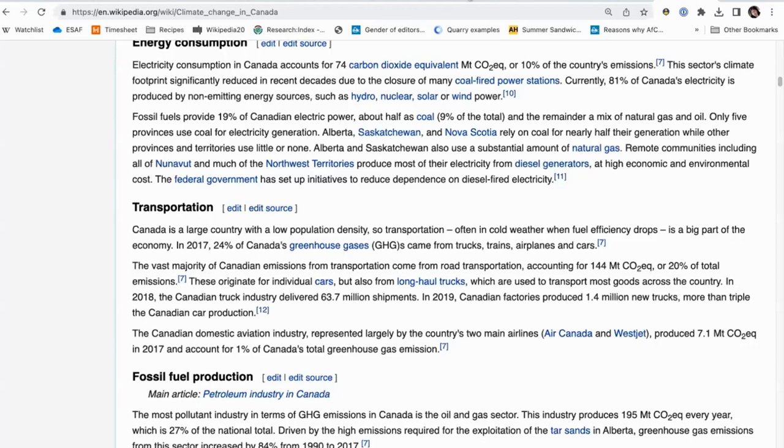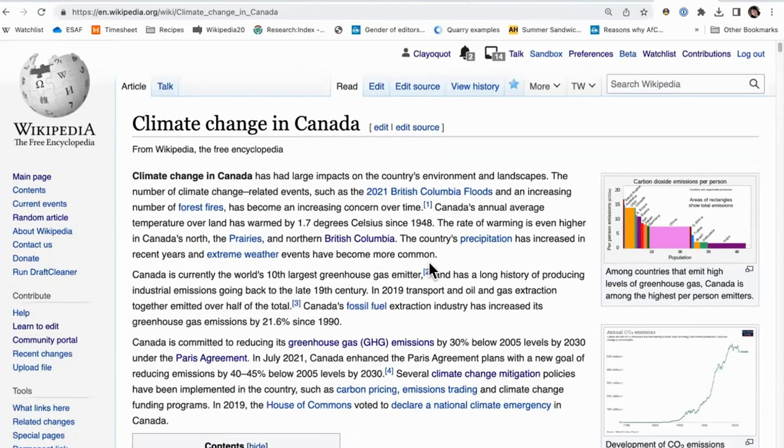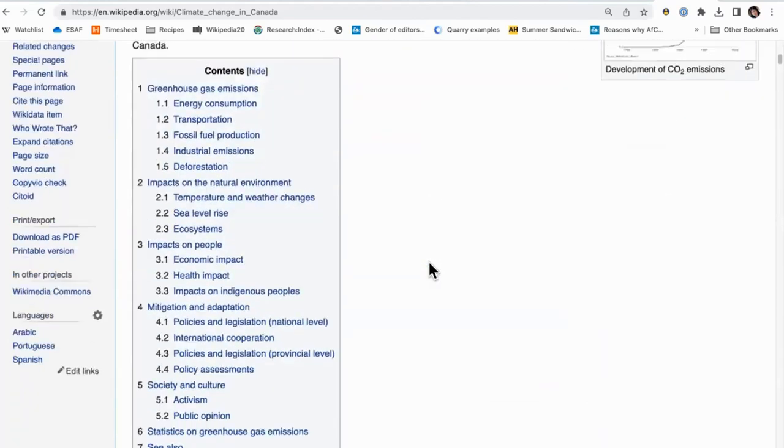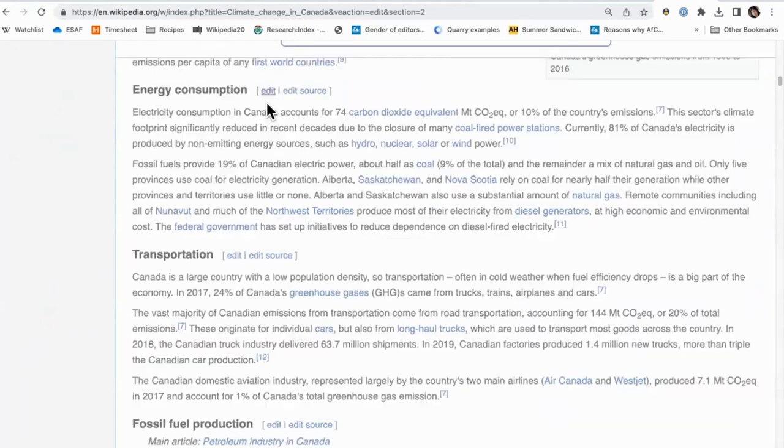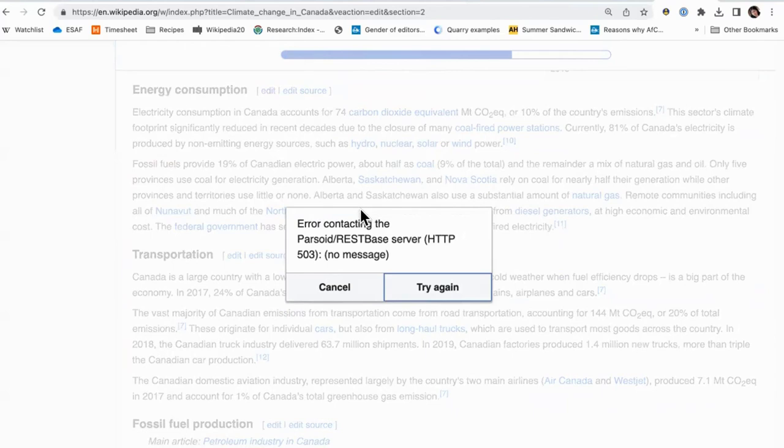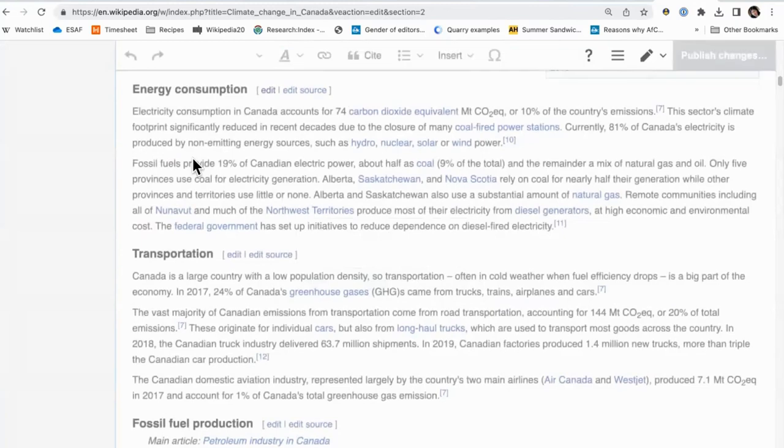You're seeing the Climate Change in Canada article on screen share. Okay, you're seeing it now. Say I wanted the words fossil fuels to be linked to the article on fossil fuels. I'm going to select that text, and click the edit button up here. What? I have never seen this before. Let me try again.